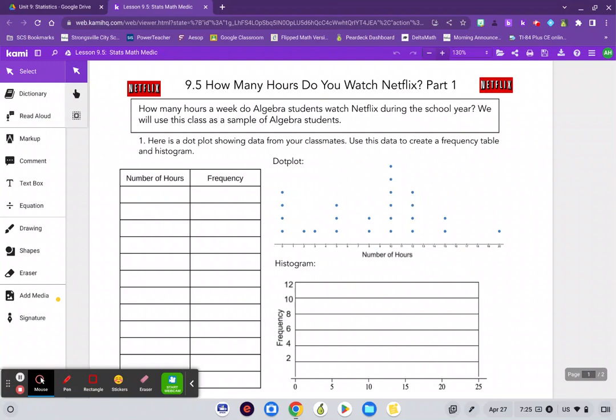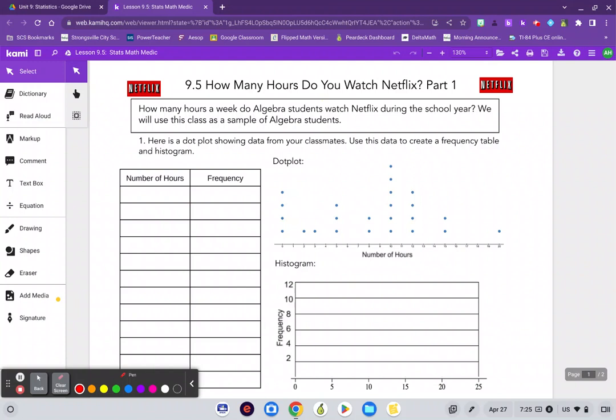And so this is how many hours a week do algebra students watch Netflix during the school year? We will use this class as a sample of algebra students. And actually, this data didn't come from our class. It came from a previous class, but you get the idea. So here's a dot plot that shows data from your classmates. Use this data to create a frequency table and histogram.